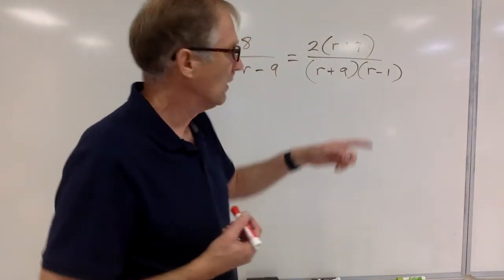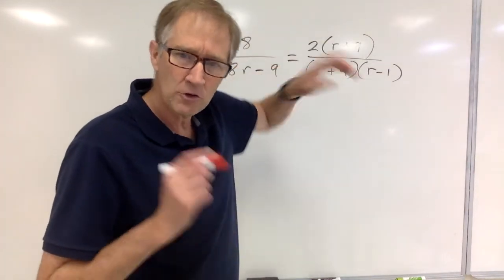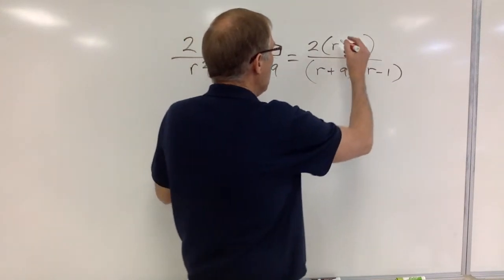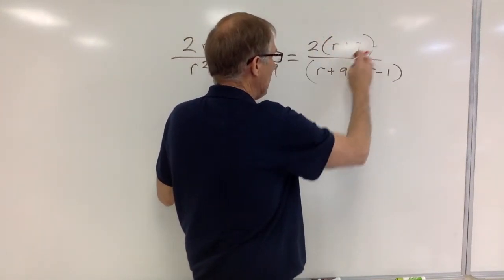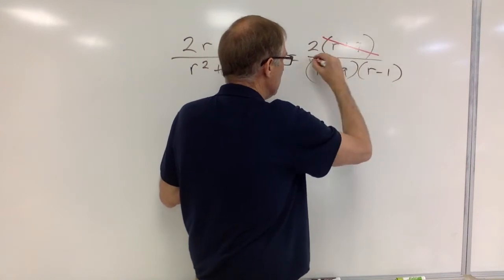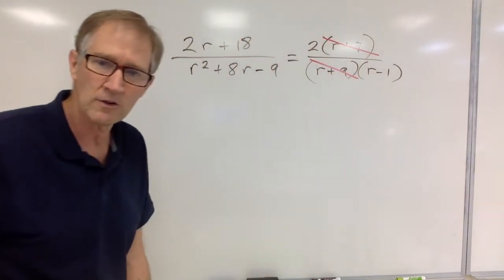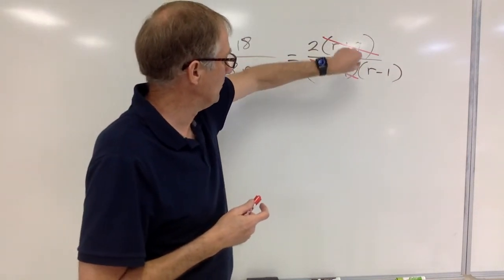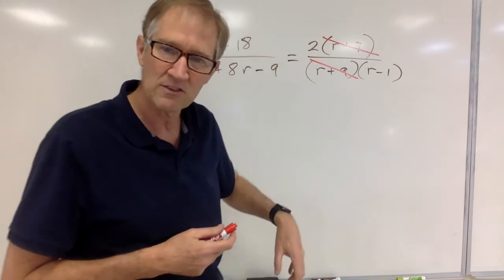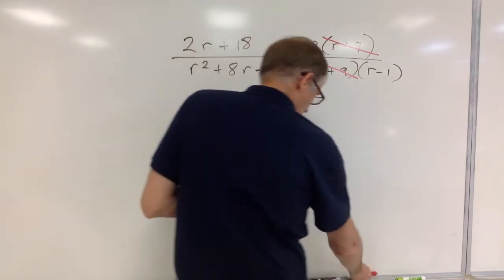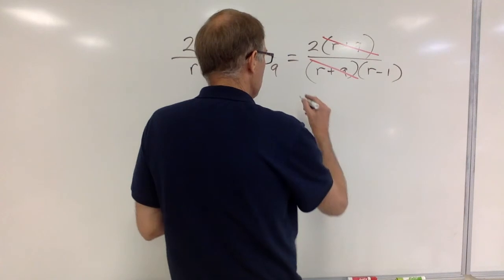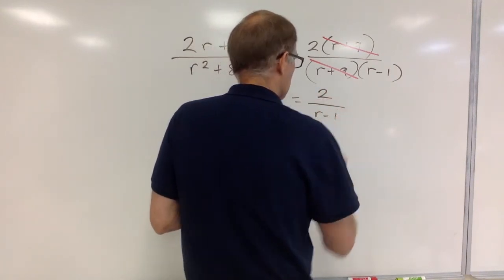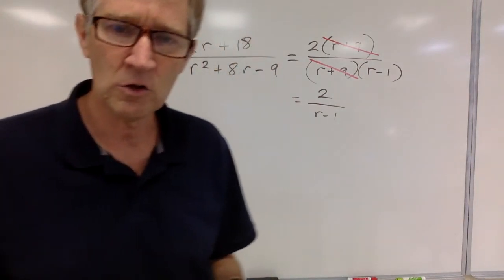Okay, now, before we find the excluded values, which I actually forgot to do on the last one, but it doesn't matter, I can simplify this. So simplify first, and then find the excluded values. I have r plus 9 and r plus 9 in the numerator and the denominator. They're the exact same term, so they cancel out. Now I can write whatever's left over, which is 2 divided by r minus 1, and there's nothing else I can do with that.